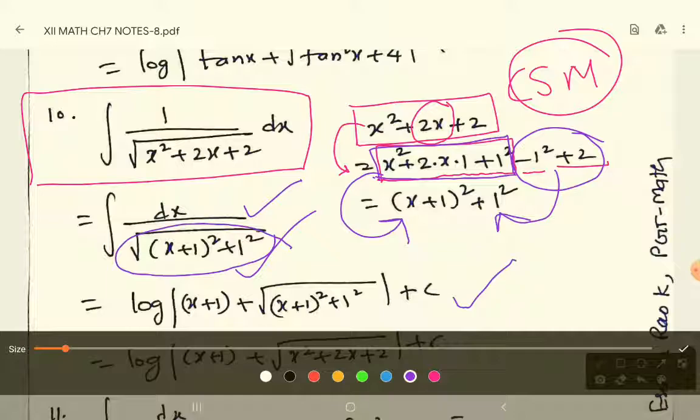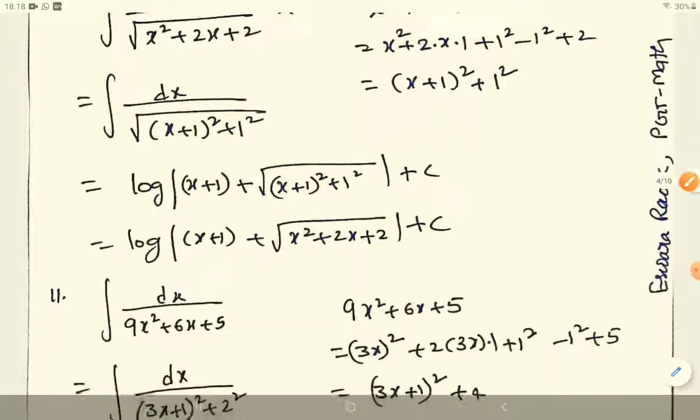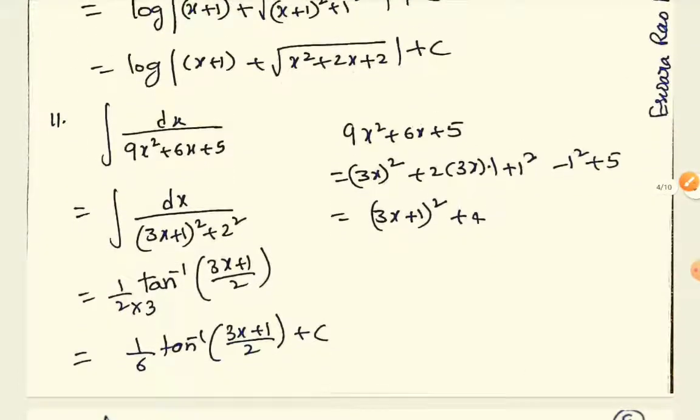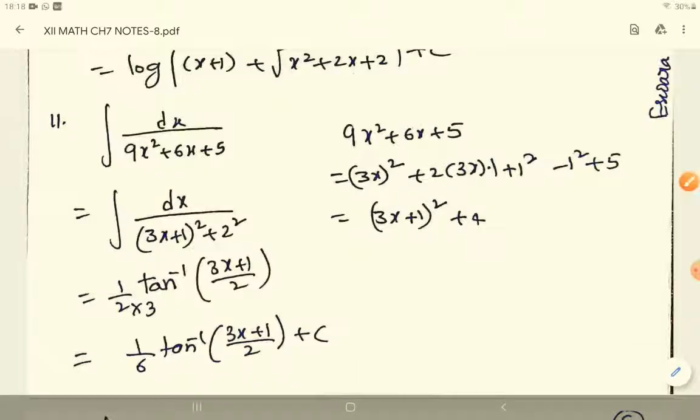Check out the formula, which formula I used. If you see the 6 formula, you will understand it. Root over a square plus x square formula was used here, right? Next question. Same, the completing square method should be used. Earlier in the 10th question there is a square root, and in the 11th question there is no square root. That's all the difference is. So look, here it is.